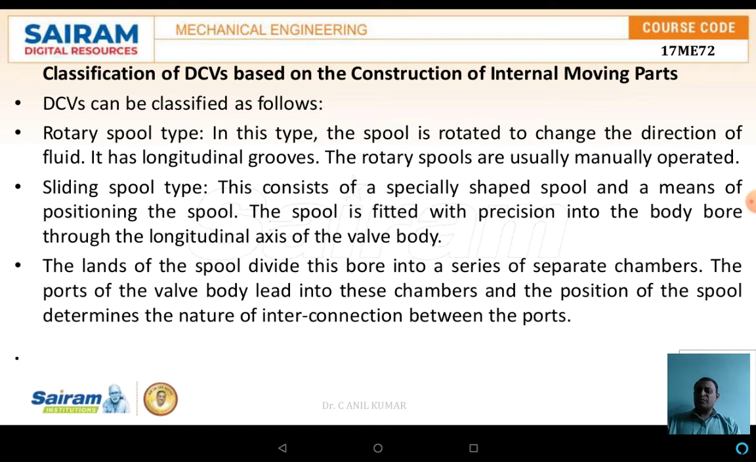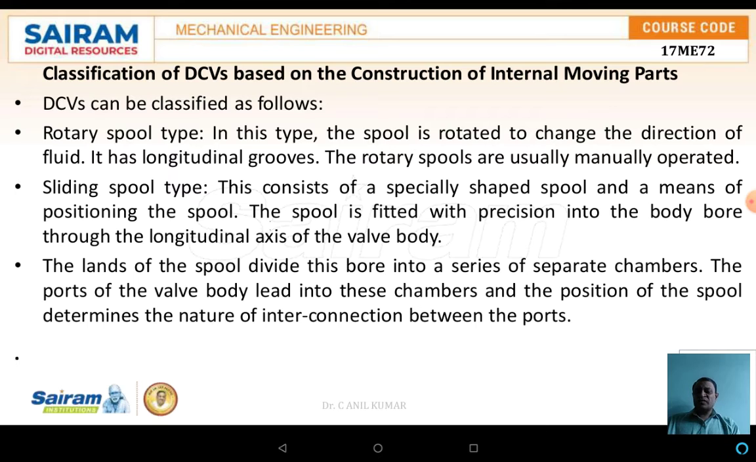The classification is based on the construction and the internal moving parts. The DCV valves are classified as rotary spool valves and sliding spool valves. The rotary spool valves are spool valves normally found in the case of rotary valves only. The rotary spool rotates to change the direction of the fluid. It has a longitudinal groove. The rotary spool is usually manually operated.